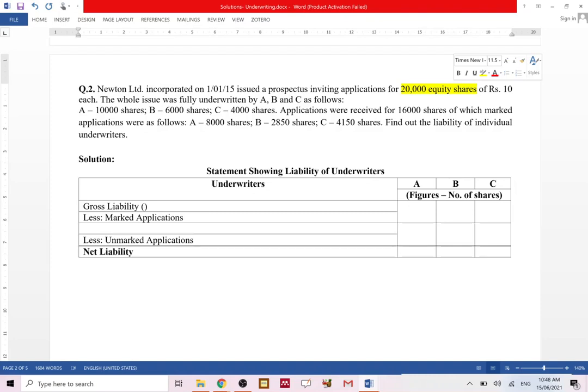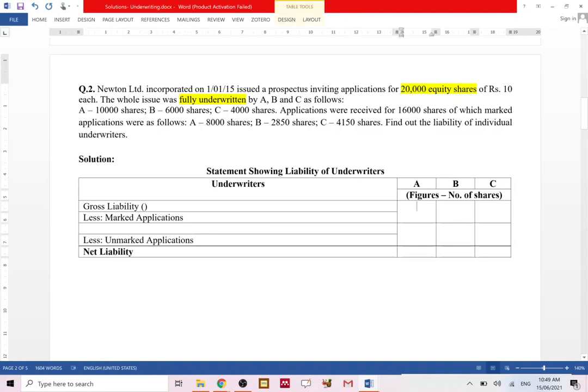Then, the whole issue, they are saying, was fully underwritten by three underwriters, A, B and C, as follows. A 10,000 shares, B 6,000 shares and C 4,000 shares. One thing to remember, fully underwritten means the risk for this entire 20,000 has been taken by these three underwriters.